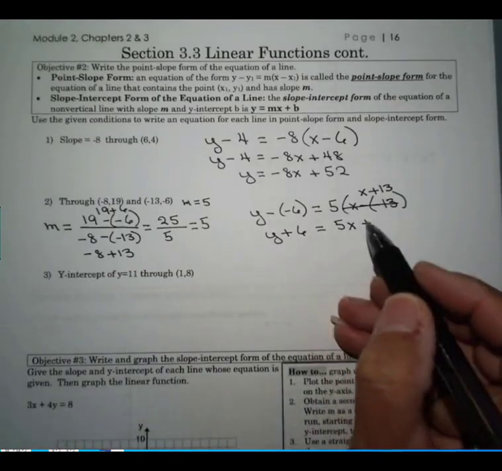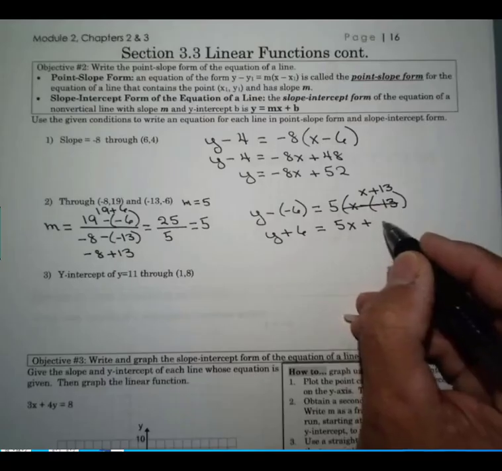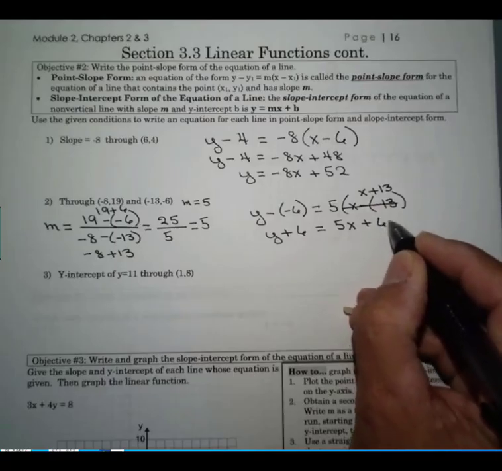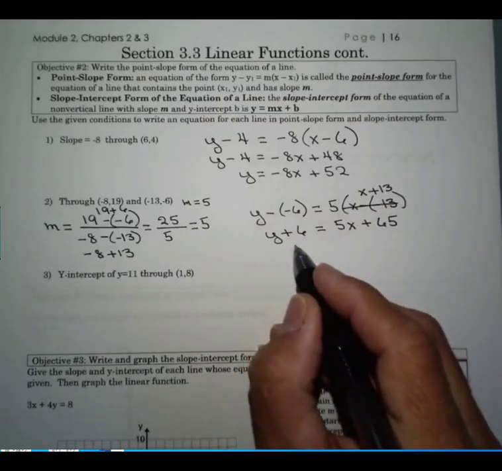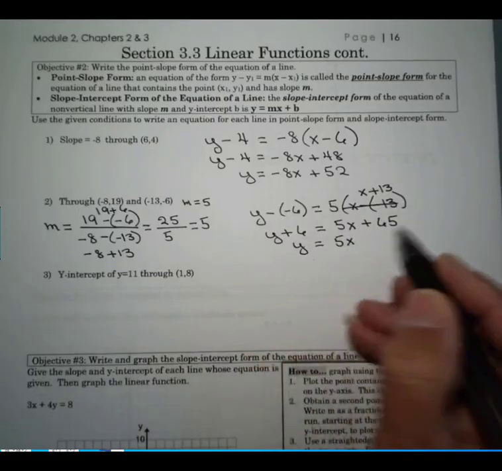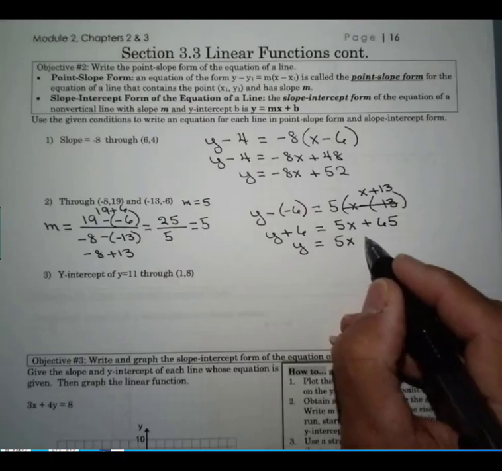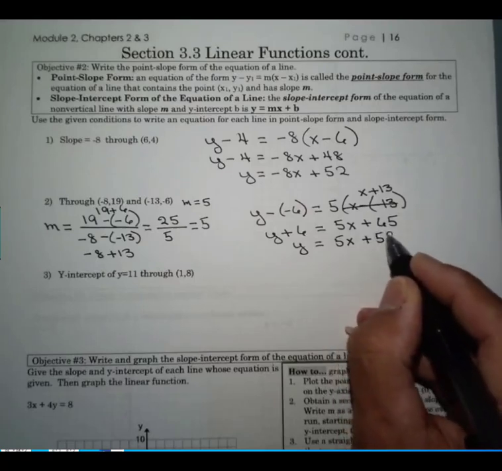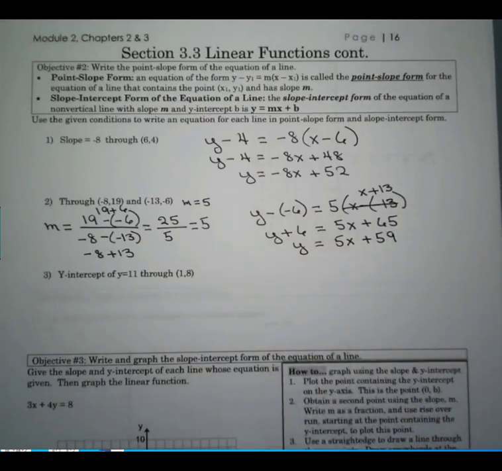Well, let's see. I'm going to do 5 times 13, and I come up with 65. And then I have to subtract 6 from both sides. When I subtract, I get 65 minus 6, which gives me a positive 59. And there's my equation.